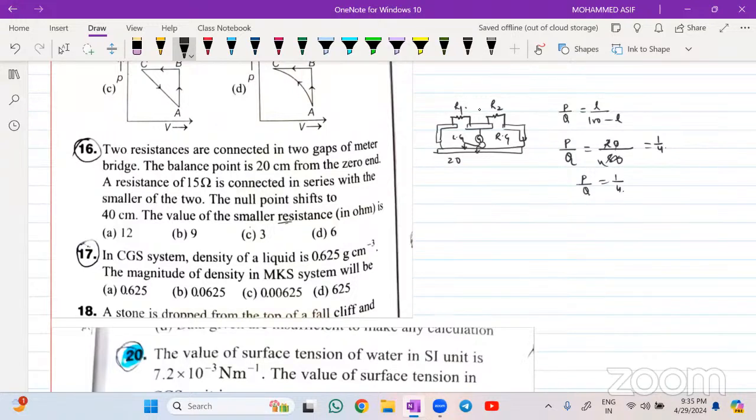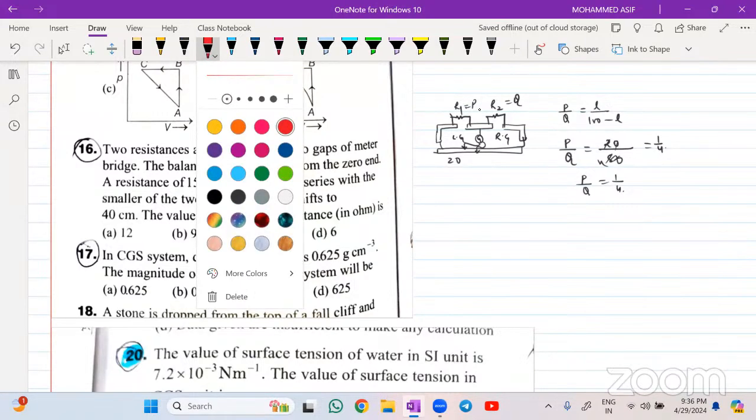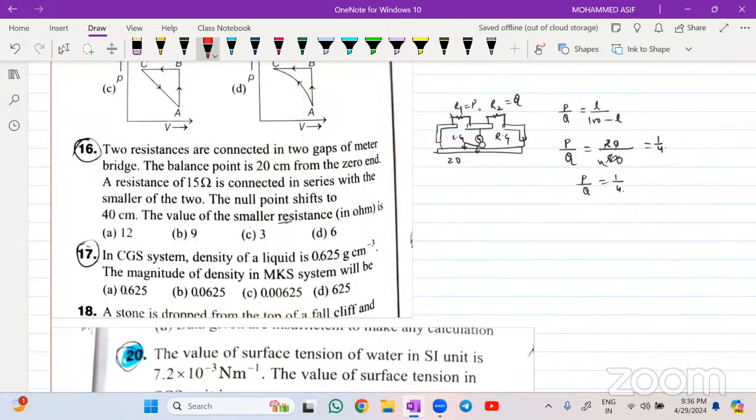The next one is telling us about the second case. That means P is 1 right now and Q value is 4, so P is the smaller one. So I'll take this one as P and this one as Q. With this one, we are connecting one resistance in series. 15 ohm resistance is connected in series with the smaller one. So the smaller one is connected in series with 15 ohms.